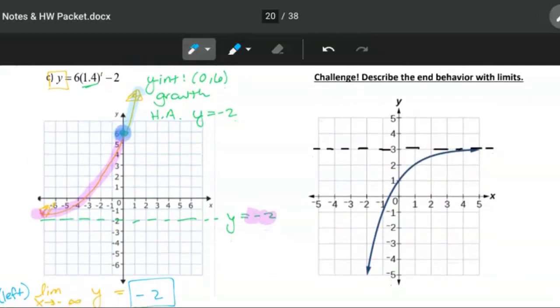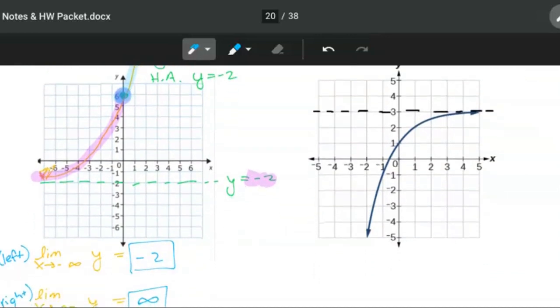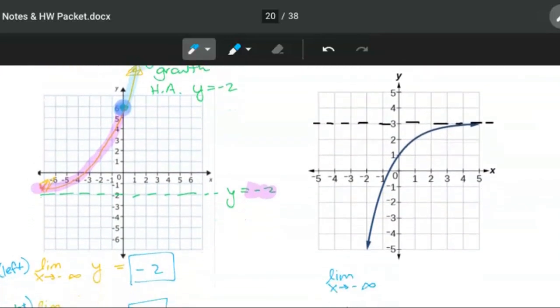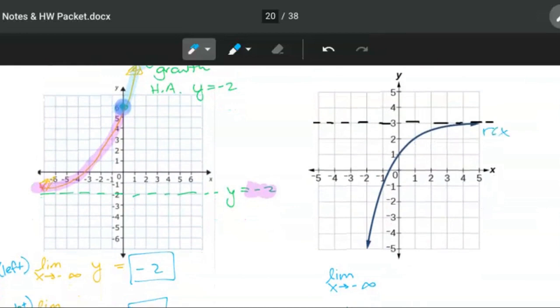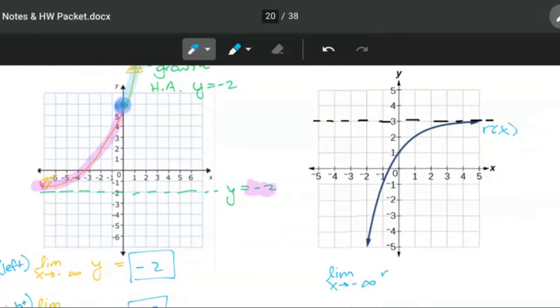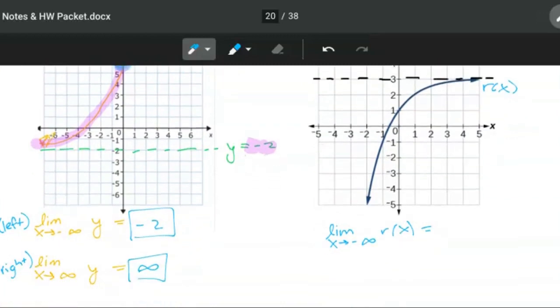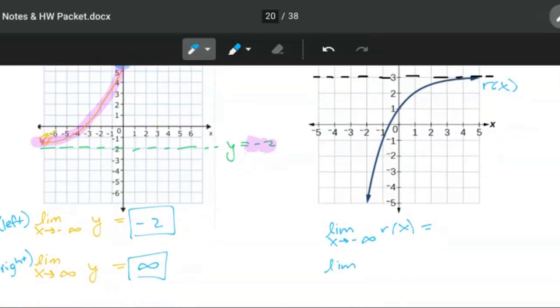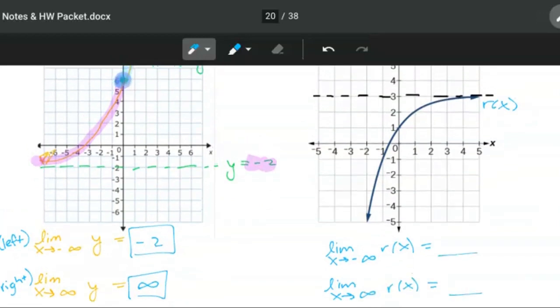All right, let's take a look at the challenge. It says, describe the end behavior using limits. So again, let's just set up our limits. We have the limit as x approaches negative infinity of, let's give this function a name. It doesn't have a name. What if it was called r of x? So that would be the left side. And then the limit as x approaches positive infinity of r of x would equal the right side. So we've got to find these two answers.